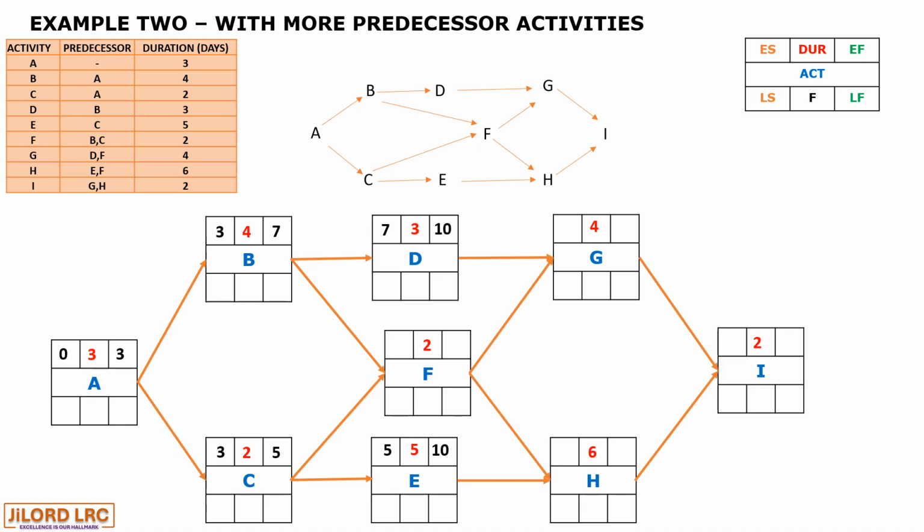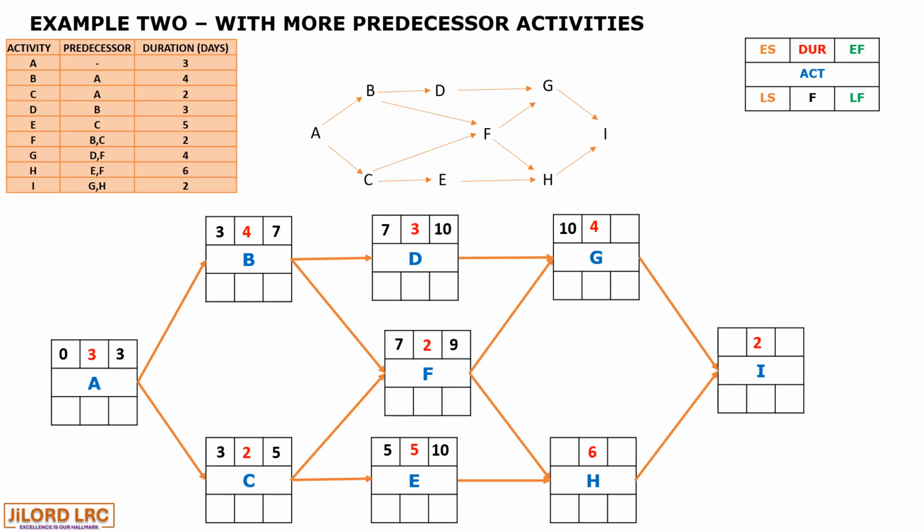Now for activity F, the highest should be taken because these two activities have to be completed before F commences, which means the last activity to be completed is activity B, and therefore 7 would go to F as the early start, and 7 plus 2 gives us 9.